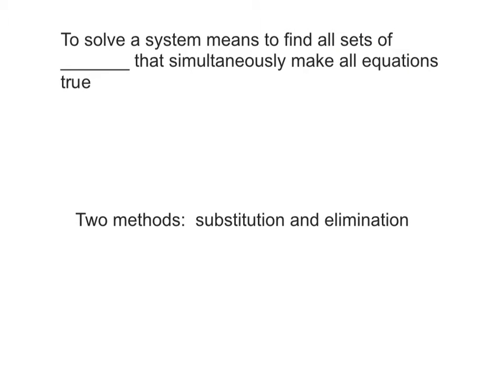So here's what it means to solve a system: to find all the sets of values that simultaneously make all the equations true. And there's two methods to do this, substitution and elimination. Now back in Common Core 1, Algebra 1, you focused on this quite a bit. So we'll review a simple one from Common Core Algebra 1.